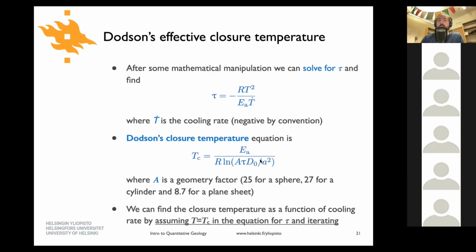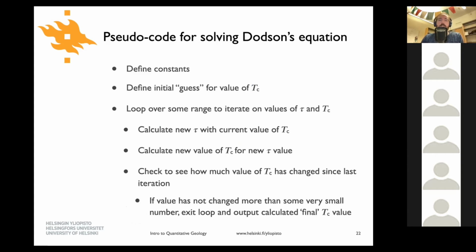But essentially, we can kind of make a guess at one of these things, like a guess at the closure temperature, use that guess to figure out what the tau would be, and then calculate a new closure temperature with that new version of tau, and just keep repeating that until the closure temperature number is not changing.